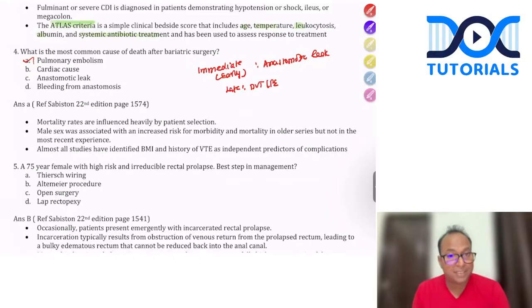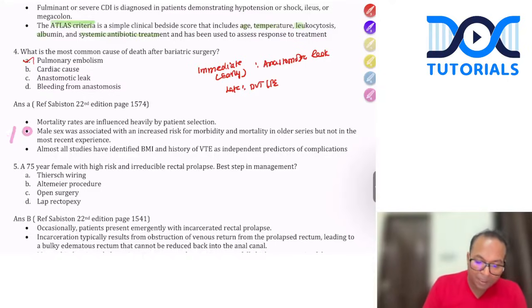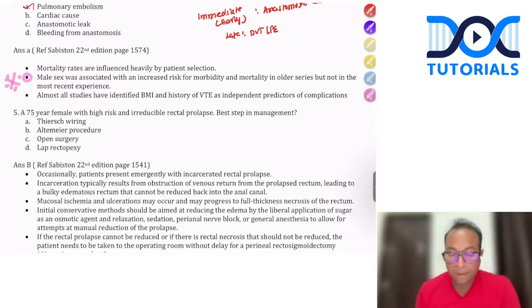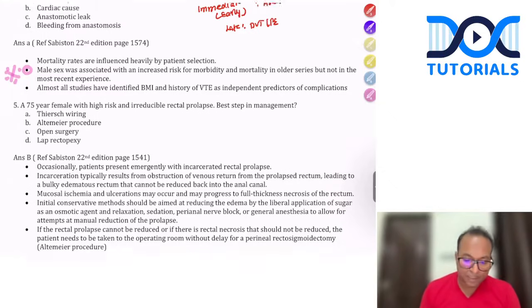Mortality rates are influenced by patient selection. Male sex was associated with increased morbidity and mortality in the older series, but not in the most recent experience. This is a very important update in the new edition of Sabiston. Usually you would have read the Obesity Surgery Mortality Risk Score, in which male sex is mentioned. But in the new update, male sex is no longer associated with increased morbidity or mortality as in the OSMRS score. Those who have read the score will know this. Almost all studies have identified BMI and history of venous thromboembolism as independent predictors of complications.